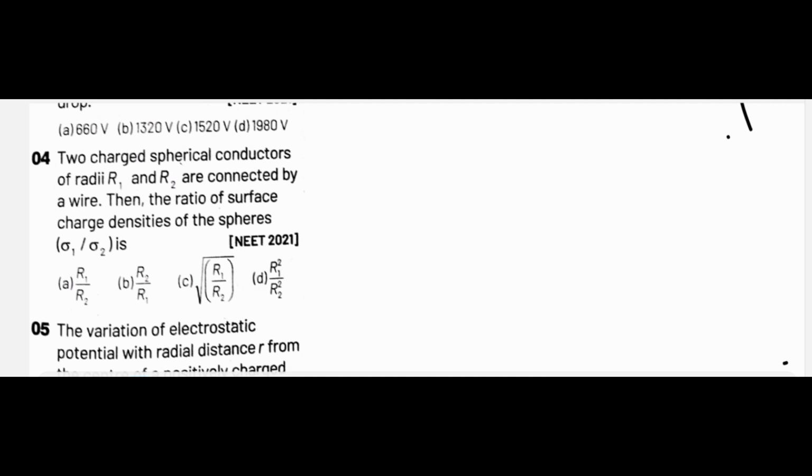See, given two spheres with the radius r1 and r2, which are connected by the wire. They are asking for the surface charge density. It is very important, students: this question is from NEET 2021, and the majority of students made a mistake in it. On average 90% of the students made a mistake in this question, which was considered one of the tricky questions at that time. So we'll be solving that question only.